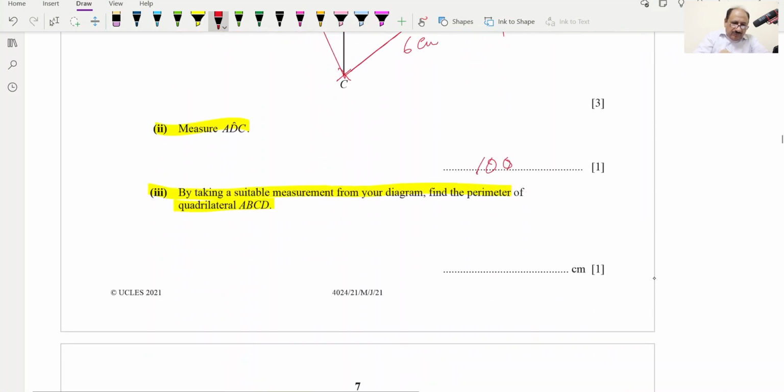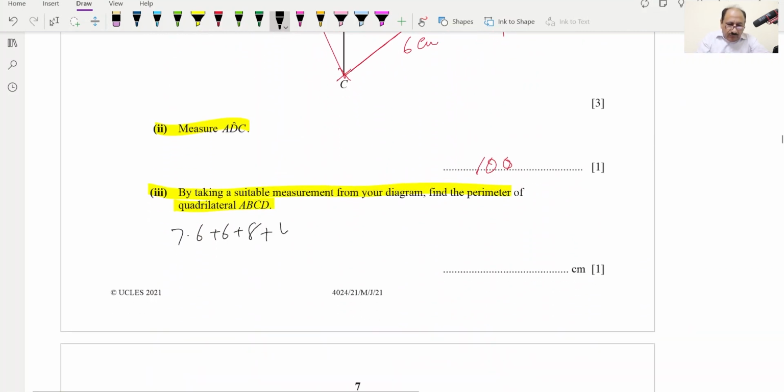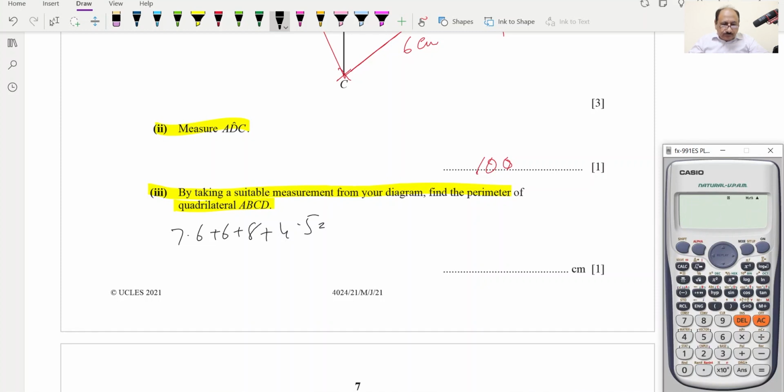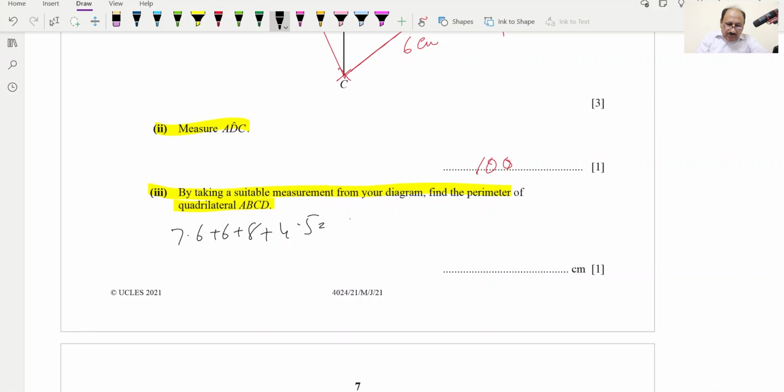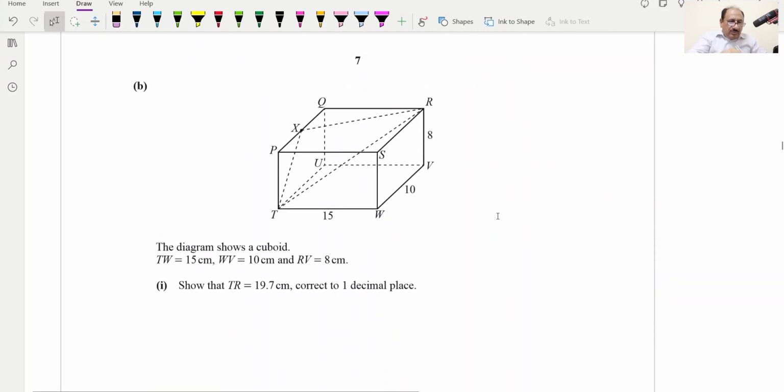7.6 plus 6 plus 8, and the last one is 4.5, so plus 4.5, and this will be adding up to 7.6 plus 6 plus 8 plus 4.5 is equal to 26.1. So 26.1 will be the perimeter. Perimeter is always the taking round of the shape, so one round trip.